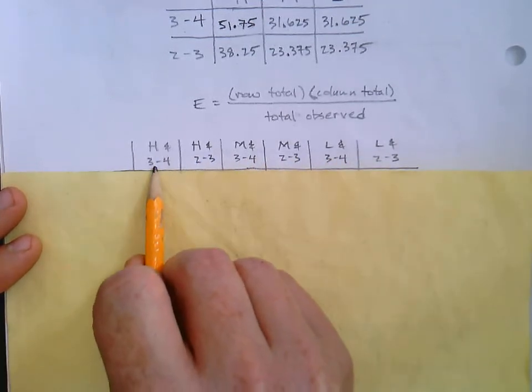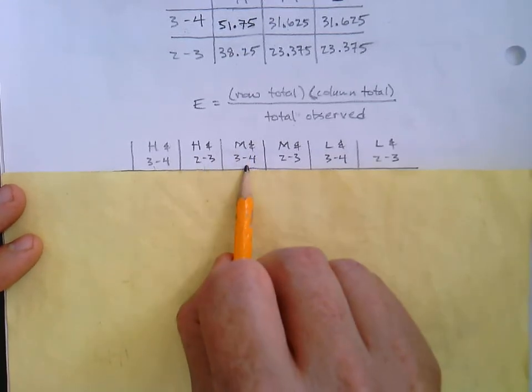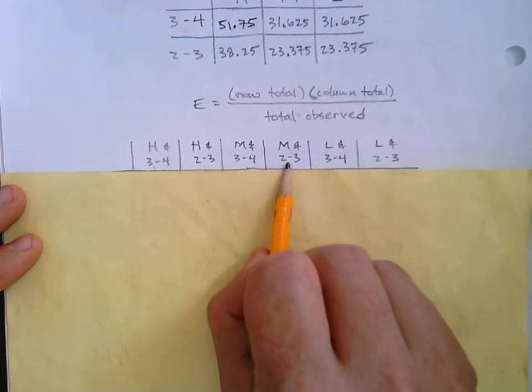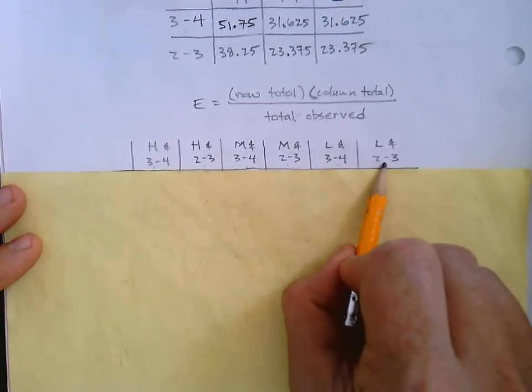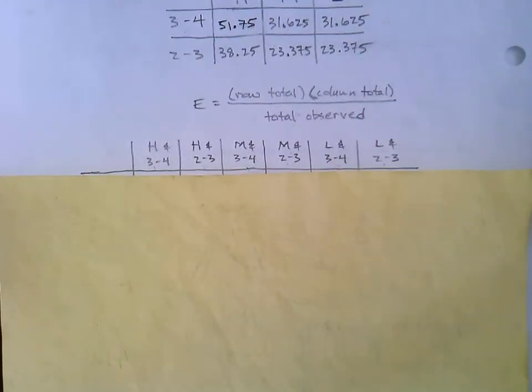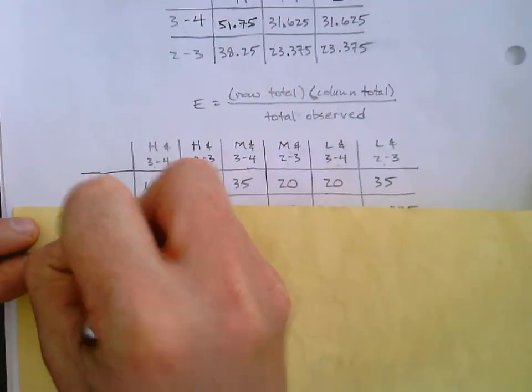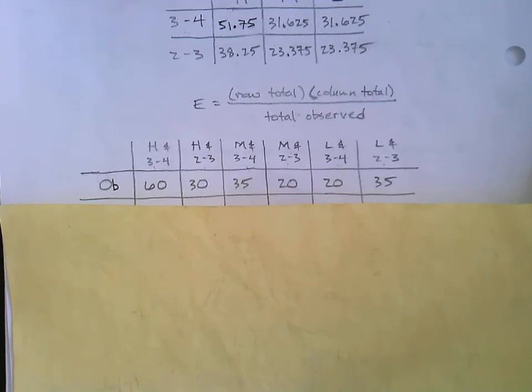High anxiety and between 3 and 4. High anxiety between 2 and 3. Medium anxiety between 3 and 4. Medium anxiety between 2 and 3. Low anxiety between 3 and 4. Low anxiety between 2 and 3. They each get their own column. Okay. Once we have that all set up, let's go ahead and fill in the observed. Again, the observed is from our data, right? That's from the sample. So that is the contingency table they gave us in the problem.